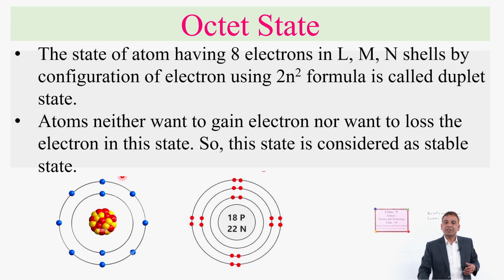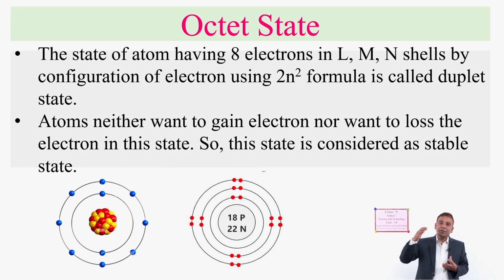In the same way, we can talk about the octet state also. That means the state of an atom acquiring 8 electrons by gaining electrons from other atoms or by losing surplus electrons, whether they have 1 electron or 2 electrons at their valence shell. If they acquire 8 electrons at the valence shell, they are in the octet state, and acquiring 8 electrons at the valence shell is a rule also known as the octet rule.